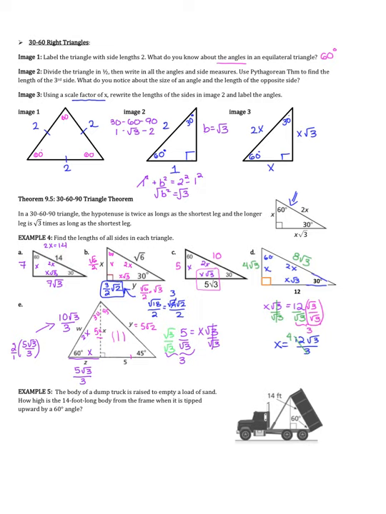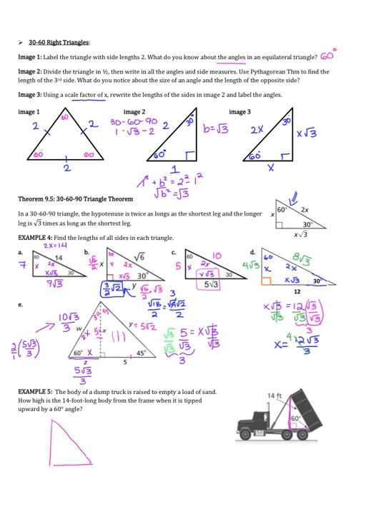Okay, I thought I had finished, but it didn't record the last problem, so let's do this again. The body of a dump truck is raised to empty a load of sand. How high is the 14-foot long body from the frame, so we're looking for this side, when it's tipped upward by a 60-degree angle? So let's redraw that triangle.